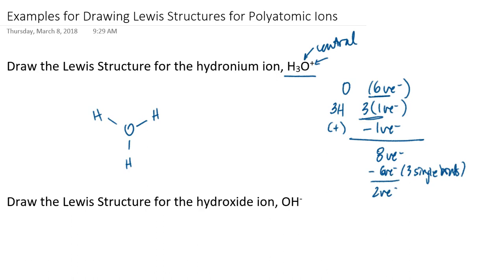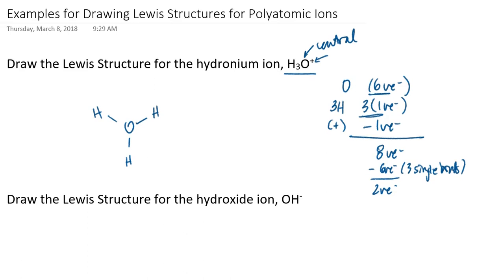Since I'm filling up the 1s orbital for hydrogen and no more, the connection of each hydrogen to the oxygen via the single bond already fills that 1s orbital. So these 2 valence electrons cannot go around the hydrogen, they must go around the central atom, and so that means I must place these 2 valence electrons on the oxygen instead. Now to finish the structure for a polyatomic ion, it's customary to use square brackets and then place the charge of the ion in the upper right hand corner.